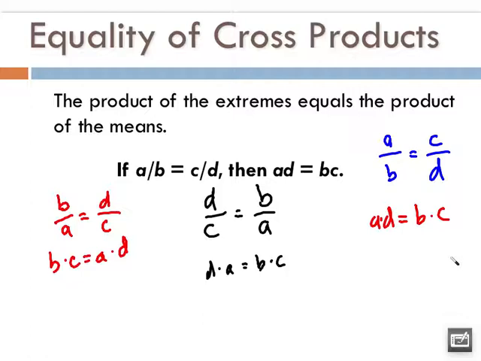D over B is equal to C over A. Donkey over badger is equal to cat over aardvark. Well, there's my A times D equals B times C. A times D equals B times C. How'd you get that? I just swapped the place of A and D. I switched them. Just switched A and D.